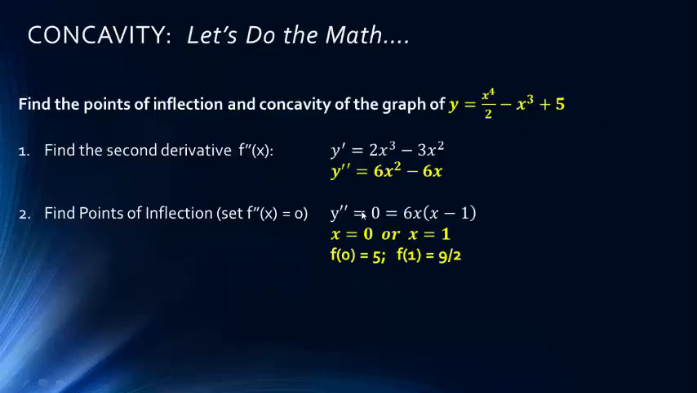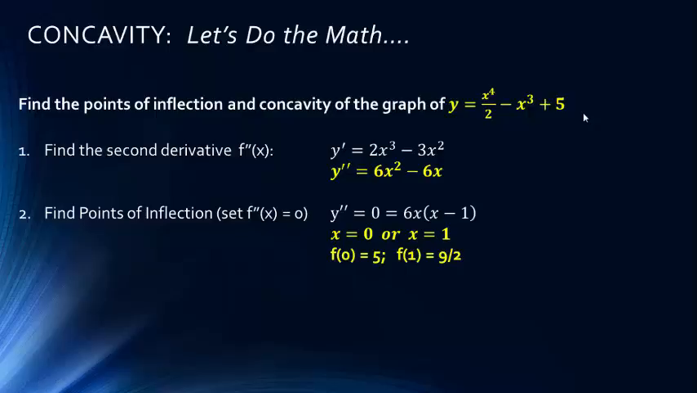So our 2 points of inflection, and I don't think I've written them here, I haven't, are (0, 5), a point, 0, 5 in parentheses, and (1, 9/2). The x value, the y value, the x value, the y value. Points of inflection are about the original function.